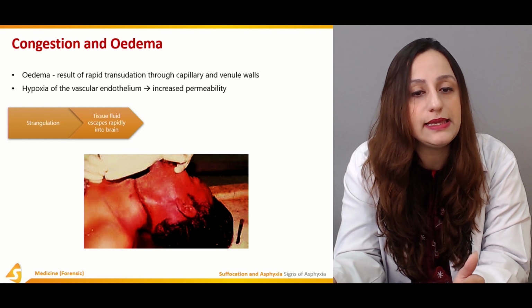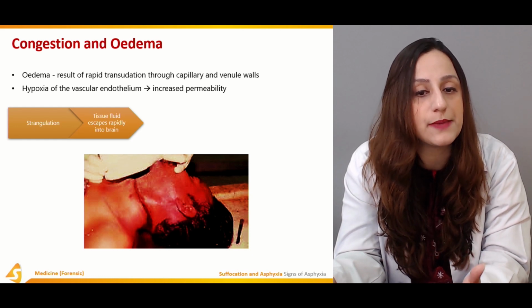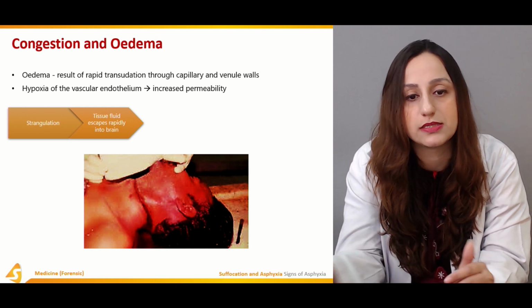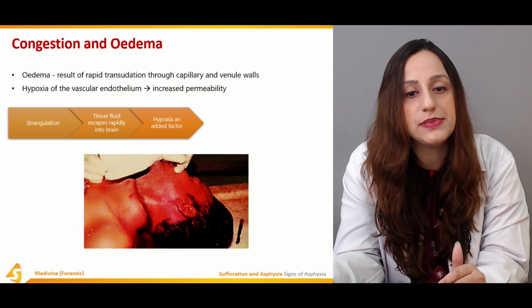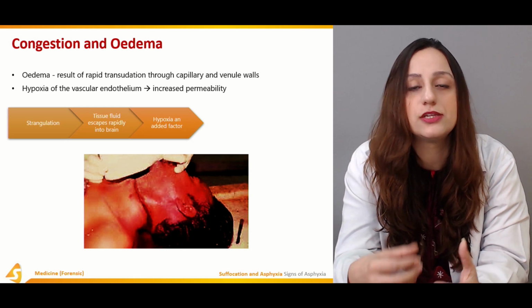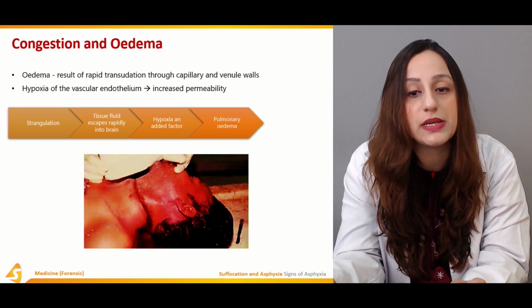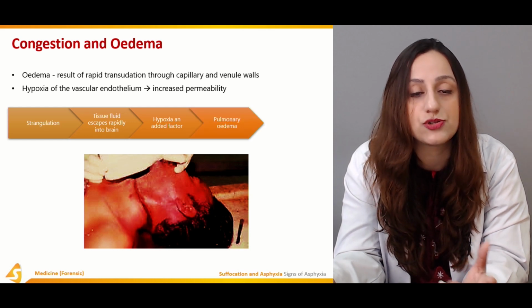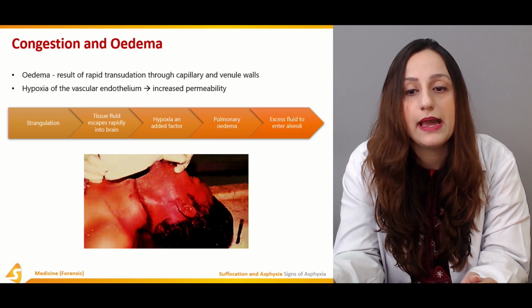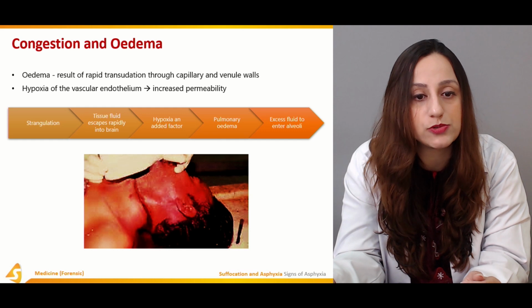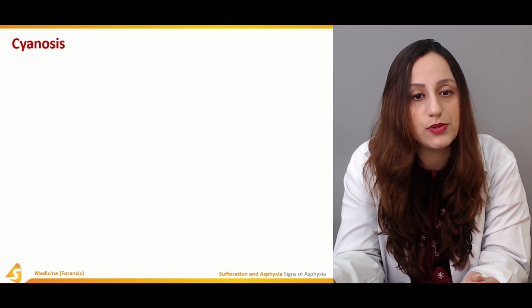In strangulation, the tissue fluid escapes rapidly into the brain whenever the strangulation phenomenon occurs. So what happens here is there is hypoxia as an additional factor whenever we are talking about strangulation, and pulmonary edema is also seen in strangulation death. There is an excess fluid entering the alveoli whenever we are talking about deaths due to strangulation.